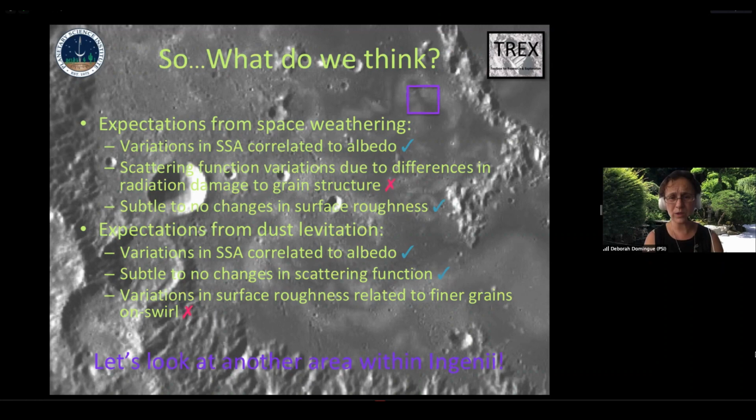But once again, we only took a look at a little area. So our next step here is to go and take a look at a larger area, one that shows more dynamic variations in albedo. And stay tuned. We've just finished building the topography for this region, and now I just need to run it through the photometric model. And hopefully within a month or so, we will be able to compare and contrast those two regions and see if they tell us the same story.